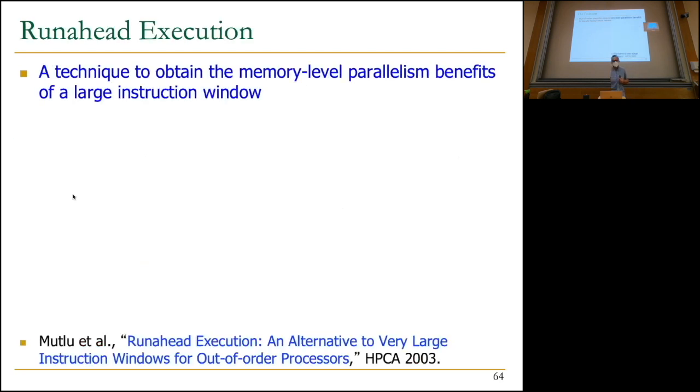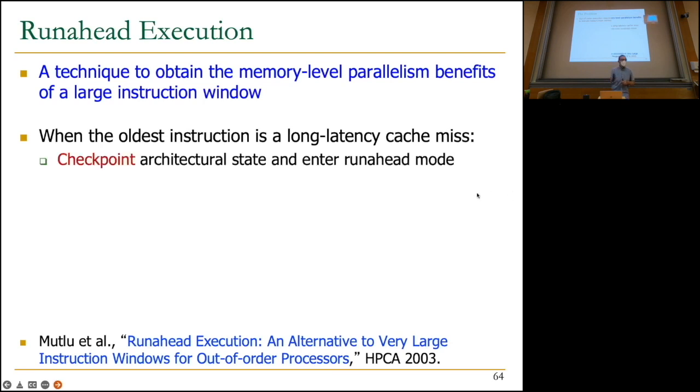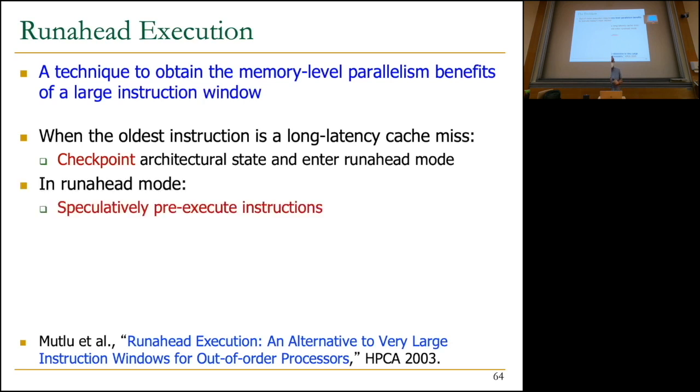Okay, so let's talk about the idea that we developed to overcome this, at least in part, at the time. That's the idea of run-ahead execution. This is a technique to obtain the memory-level parallelism benefits of a large instruction window. When the oldest instruction is a long latency cache miss, the processor checkpoints the architectural state, the register file and the program counter, and enters a special mode. We'll call it run-ahead mode. This is pure speculation at that point. In this run-ahead mode, the processor speculatively pre-executes instructions. The sole purpose is prefetching.